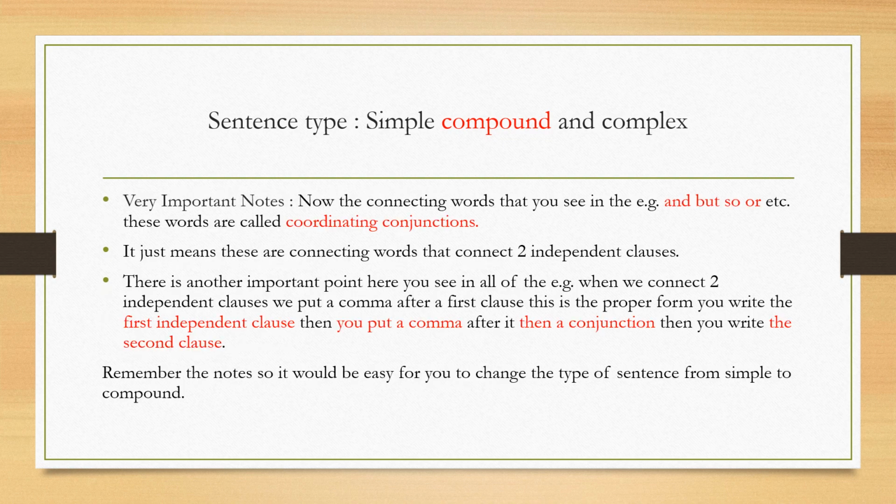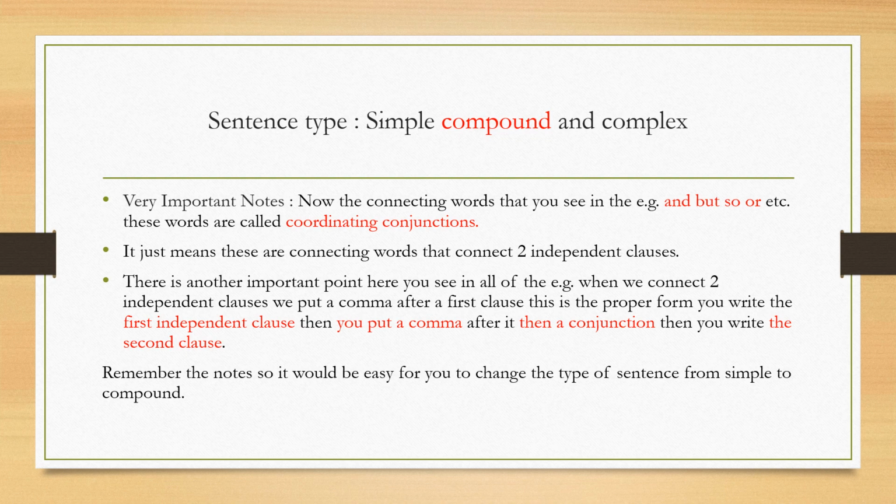Some important notes to be written down by the students for understanding the types of sentences. The connecting words that you see in the examples, that is and, but, so, or, etc., are called coordinating conjunctions. These are the connecting words that connect two independent clauses.